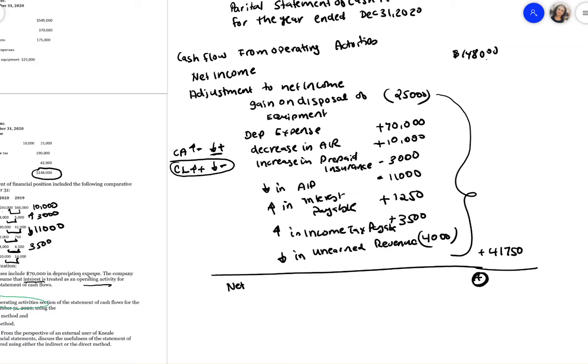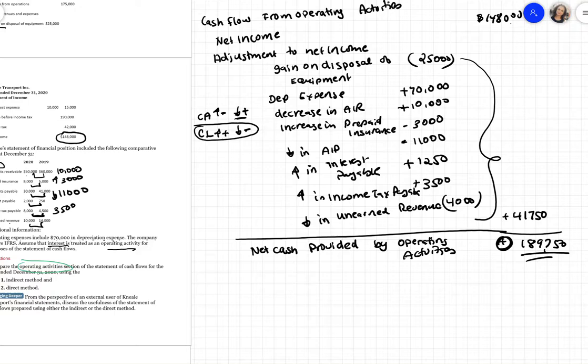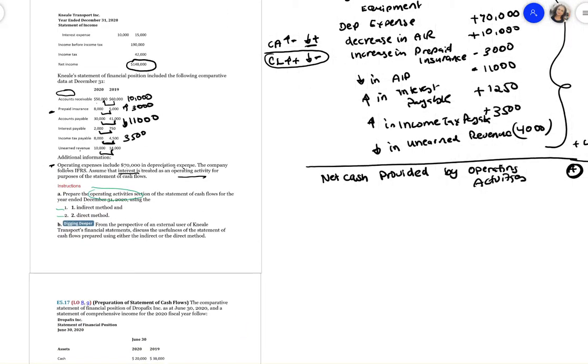If the number is a positive, it is called net cash provided by operating activities. And then add them up, and it will be 189,750. So that's the net cash from the operating activities. So now that was the first part of the question, what was the net cash from the operating activities. But we're not done there, because we did the indirect method.